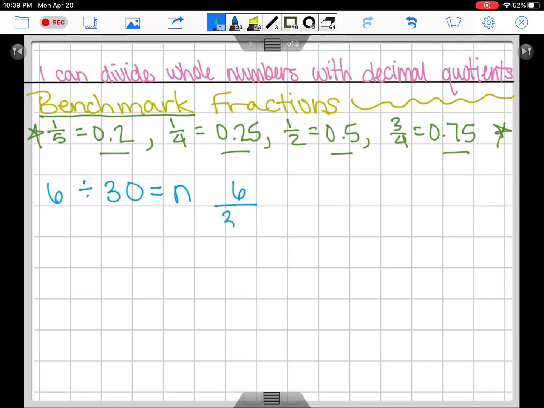So let's look at 6 divided by 30 equals n. I can write this as a fraction, 6 over 30, and right away I notice that I can divide and simplify this fraction down. I can actually divide 30 by 6, and I know that if I divide this by 6, I'm going to get 1. 6 divided by 6 is 1. If I divide this by 6, I'm going to have 5. Right away I see 1/5. That's one of my benchmark fractions over here, and I know that that equals 2/10. That's really nice. As you learn and memorize those, that's going to be really helpful.